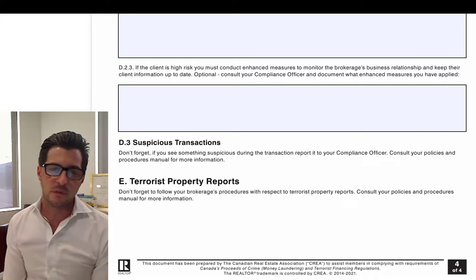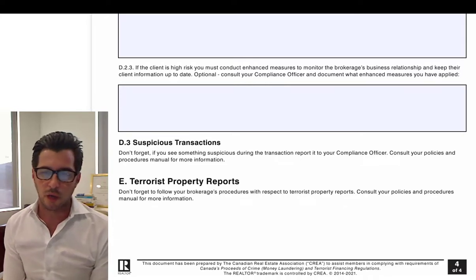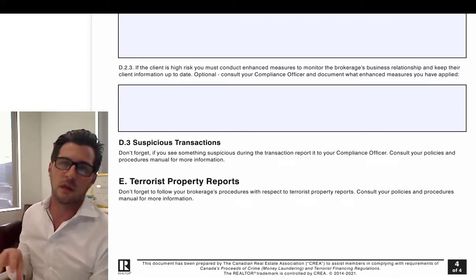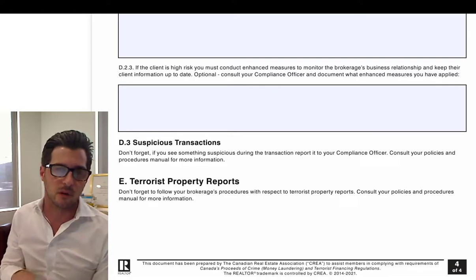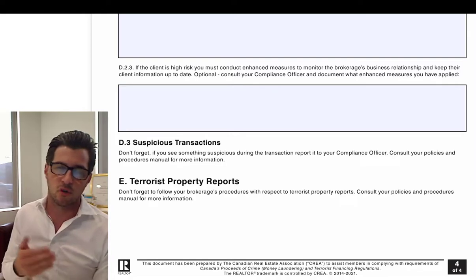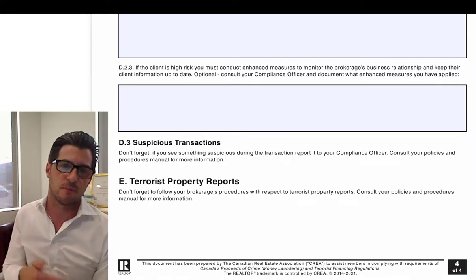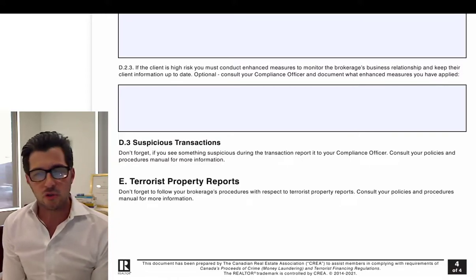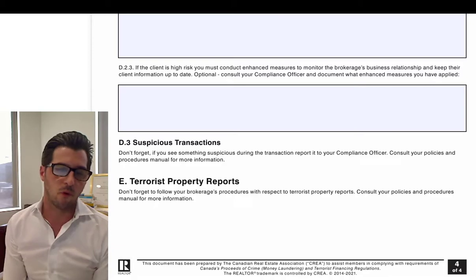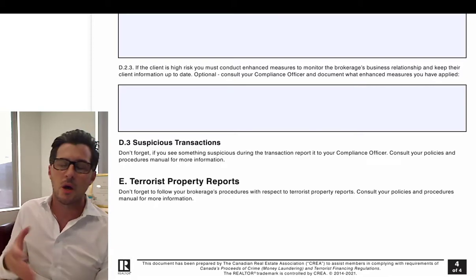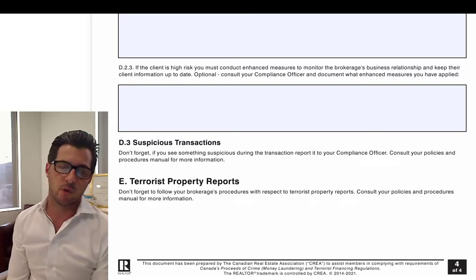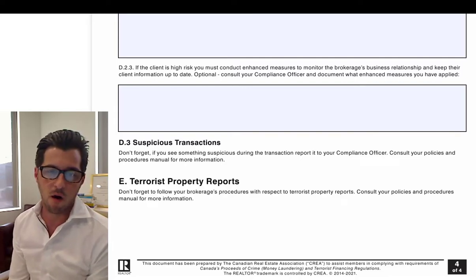Don't forget, if you see something suspicious during the transaction, report it to your compliance officer. Every real estate office has a FINTRAC compliance officer in that office. If you don't know who your compliance officer is, reach out to your manager and they will identify that individual to you. Consult your policies and procedures manual for more information. At Century 21, we have complete policies and procedures for all of our agents, both in hard copy and soft copy as they are onboarded.